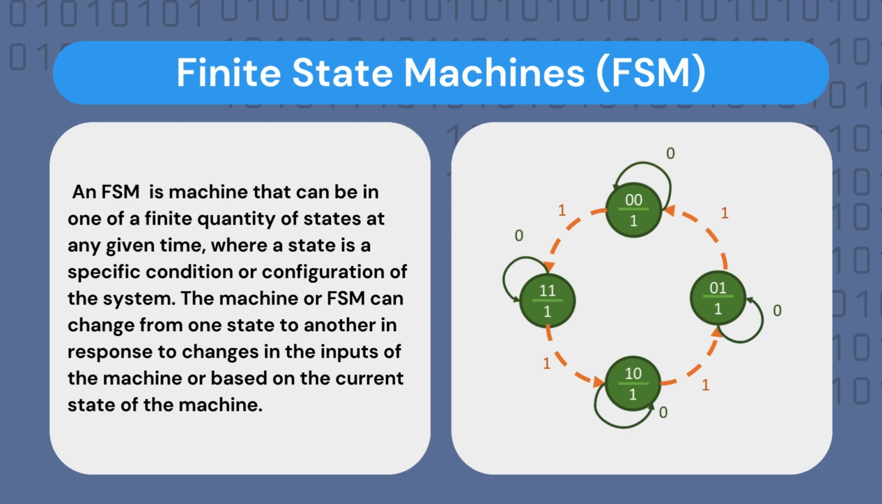The finite state machine can change from one state to another in response to changes in the inputs of the machine or based on the current state of the machine. Based on that change or transition from one state to another, an action will be implemented or an output will be produced. It is important to note that a finite state machine can be only in one state at a time, out of the fixed number of states that the design constraints limit it to.